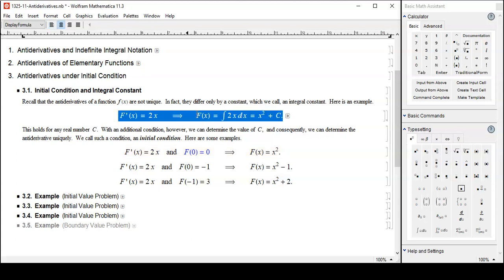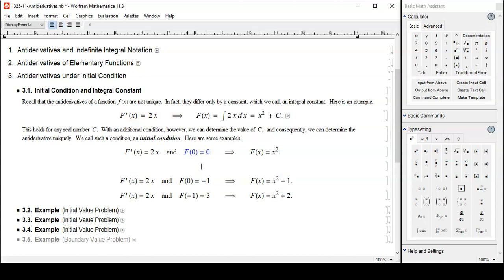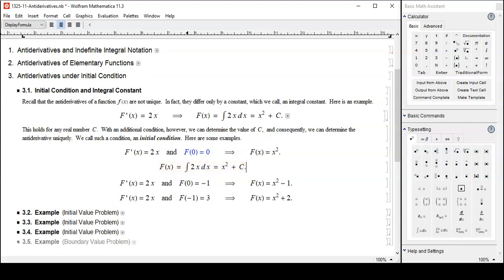Does it help? Yes, it does. Let's begin with this. Copy and paste this antiderivative computation. And let's apply this initial condition. F of 0 is 0 squared plus c, and that's 0. And from here, I can find out what c is. Where did I use this initial condition? Right here. And consequently, I get c equal to 0.